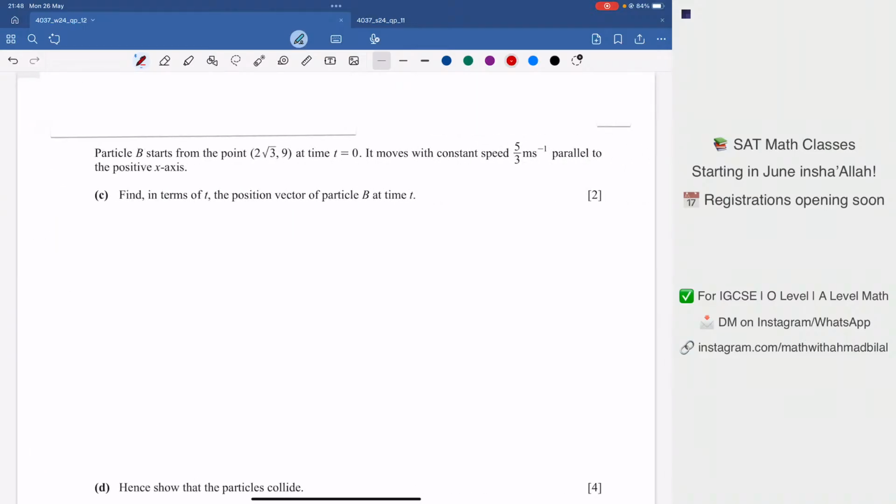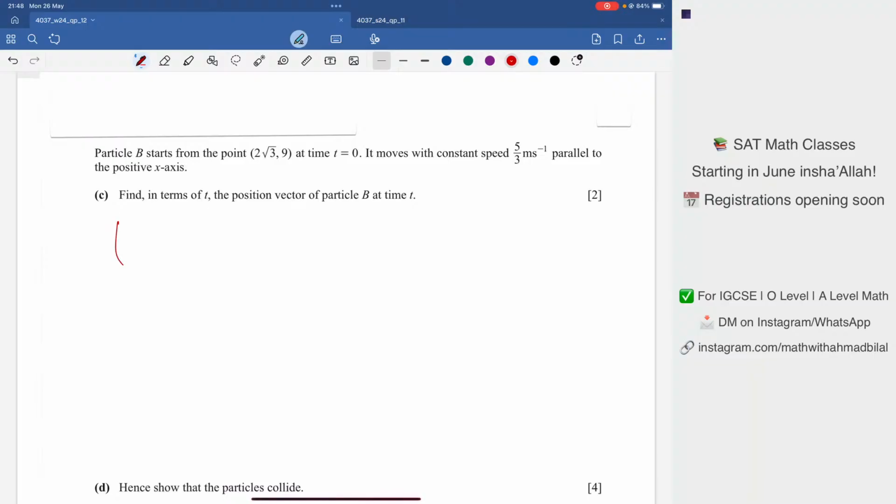Then it says, particle B starts from the point (2√3, 9). So that's the starting point for particle B. It moves with constant speed 5√3 parallel to the positive x-axis. So only the x coordinate is changing, the y coordinate is not changing. Find in terms of t the position vector of particle B at time t.